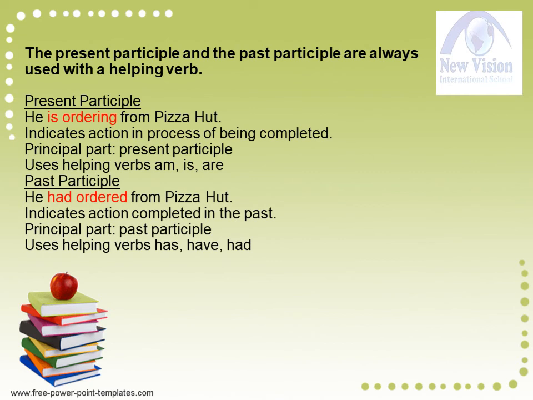The present participle and the past participle are always used with a helping verb. Present participle. He is ordering from Pizza Hut. Present participle indicates action in process of being completed. It uses helping verbs am, is, and are. Past participle. He had ordered from Pizza Hut. Past participle indicates action completed in the past. It uses helping verbs has, have, and had.